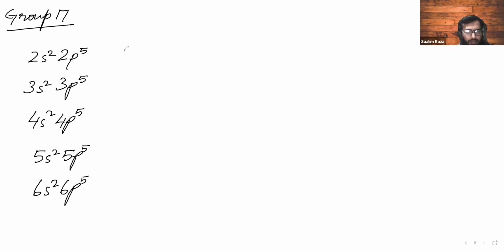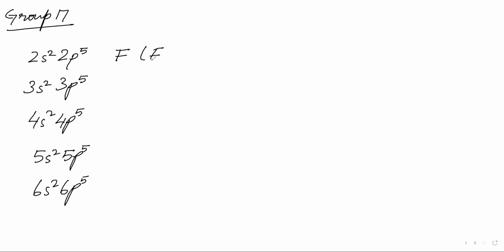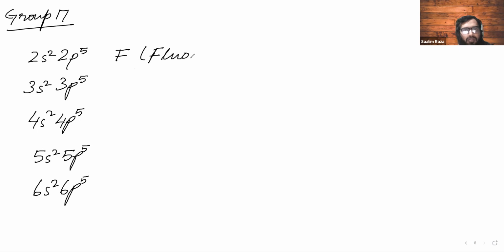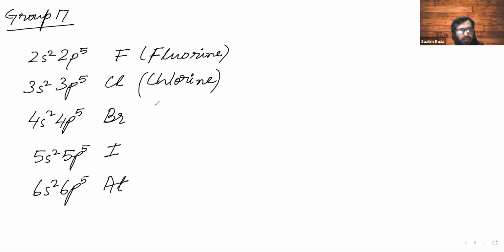In 2s2 2p5, what will we write here? We will write F. F stands for fluorine. What is the spelling of fluorine? Sir, FLOURINE? No, FLUORINE. Fluorine. I don't know how one should remember this. Okay. Now, what will be the other ones? Cl for chlorine, bromine, iodine and astatine. This is chlorine. This is bromine. This is iodine. This is astatine.